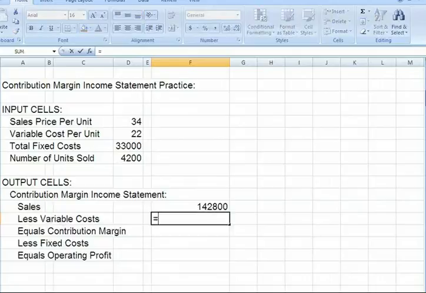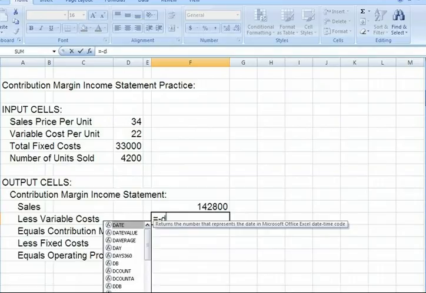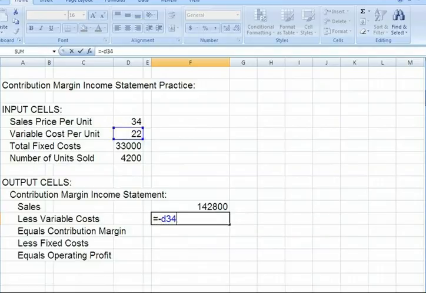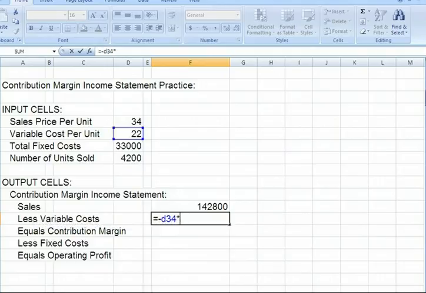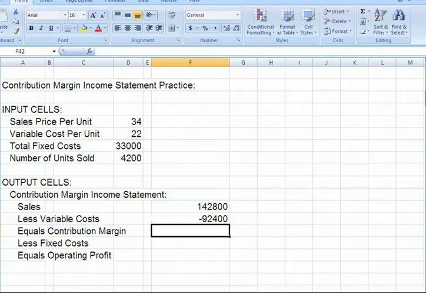Then I want to subtract out variable costs. So I'm going to put a negative sign here to make it a negative number. Later on I can add to get my income statement subtotals and totals. So I'm going to take the variable cost per unit, which in my spreadsheet is D34. And I want to multiply again by the number of units sold, which is D36. And that would be the variable cost associated with my computation here.